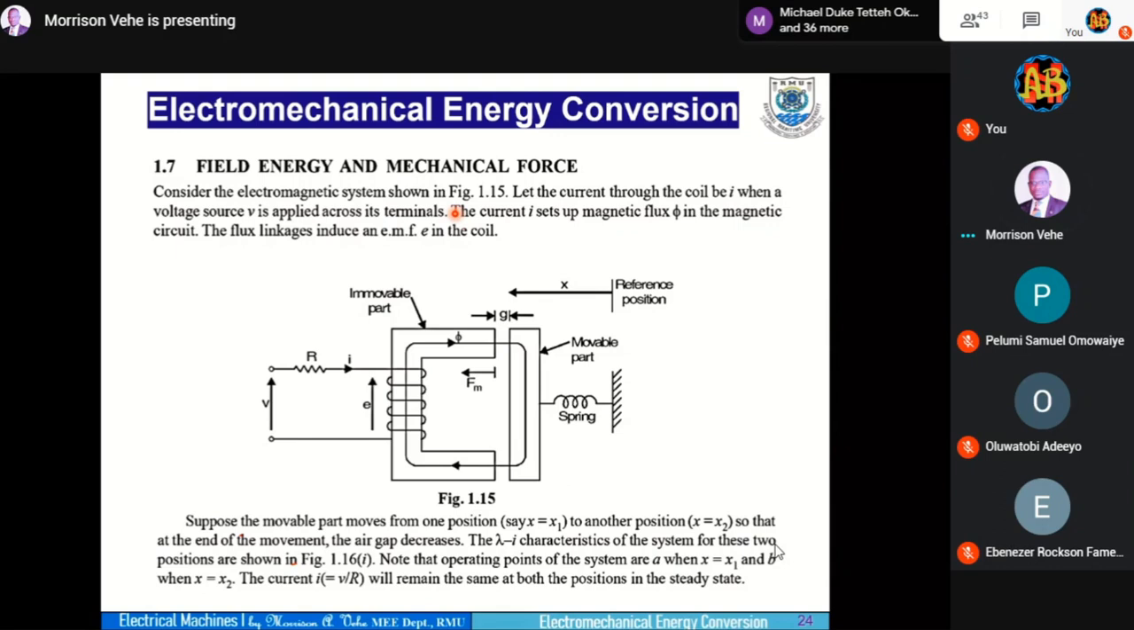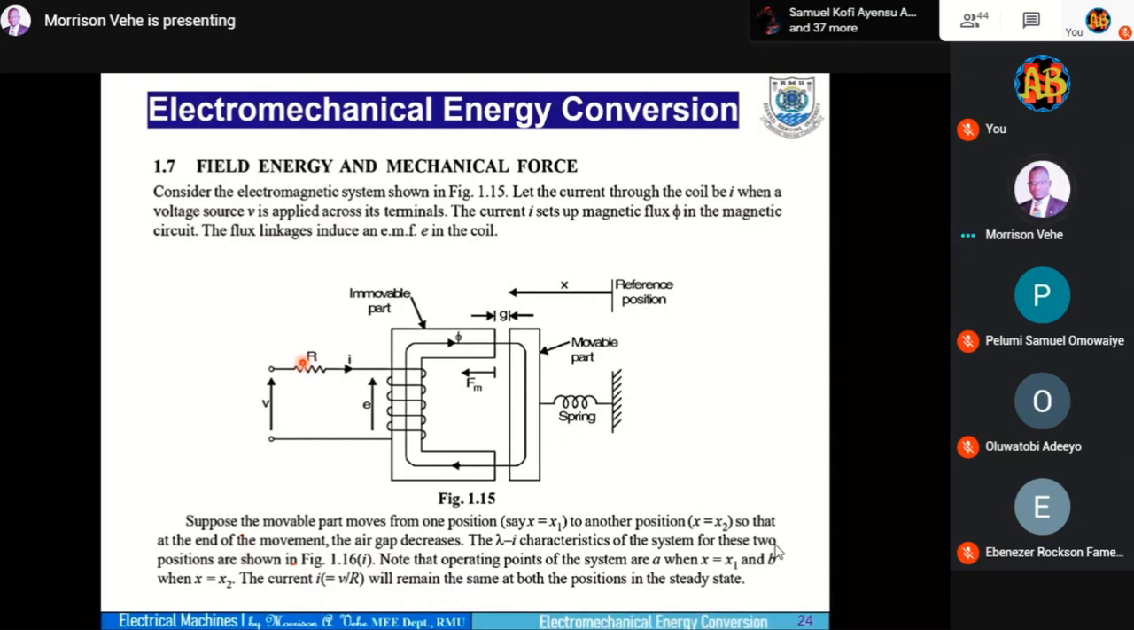Now, the current I will set up magnetic flux in the magnetic circuit. So the flux linkages induce an EMF E in the coil, which is this. Of course, we have resistance in the conductor. And this resistance does not necessarily mean that we have a physical resistor in the circuit.